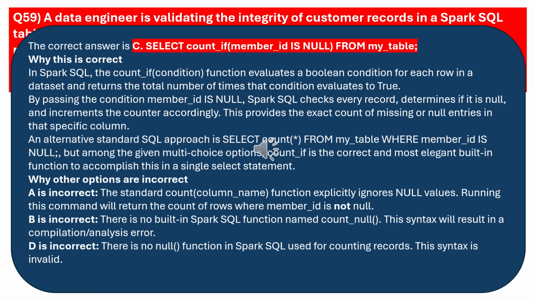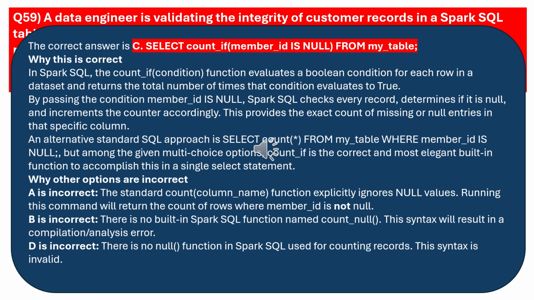An alternative standard SQL approach is select count(*) from my_table where member_ID is null. But among the given multiple-choice options, count_if is the correct and most elegant built-in function to accomplish this in a single select statement. Why other options are incorrect?